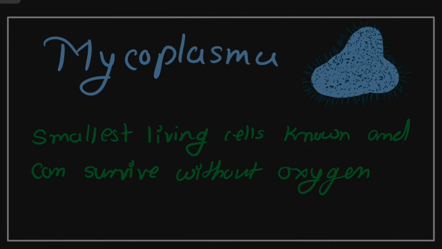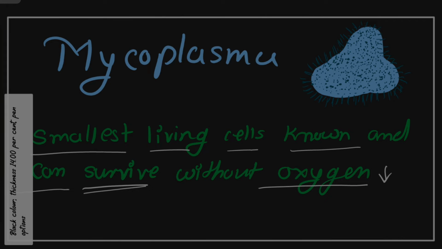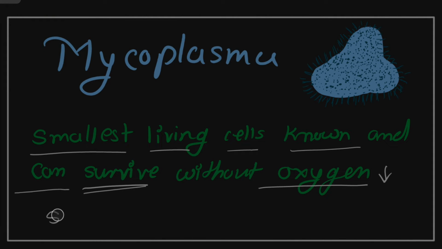The last part of kingdom Monera is mycoplasma. These are nothing but the smallest living cells known and can survive without oxygen. They are aerobic, but if oxygen levels decline, they still can survive without the proper supply of oxygen. The size of mycoplasma ranges from 0.1 mu to 0.3 mu. Yeah, this is important.